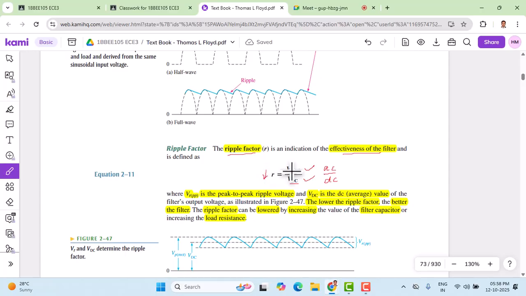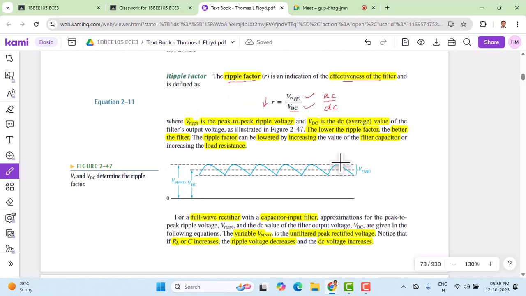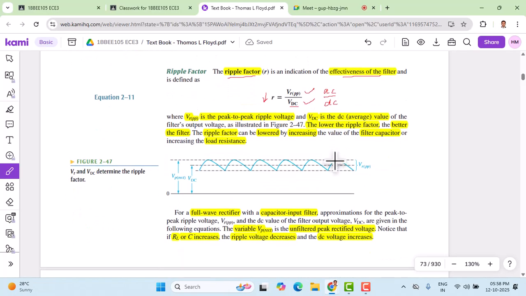So ripple factor is a very important parameter for the filter circuit. Now let us see these definitions. VR peak to peak is the peak to peak ripple voltage. This is the numerator part, and VDC is the DC value or average value, both are the same, for the filter output. And as already told, the lower the ripple factor, the better the filter is going to be.